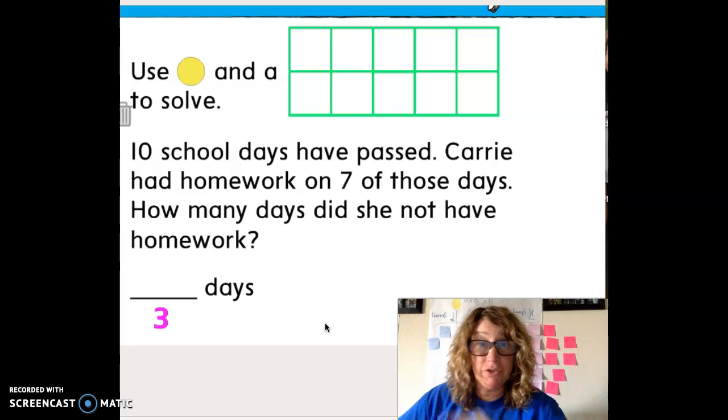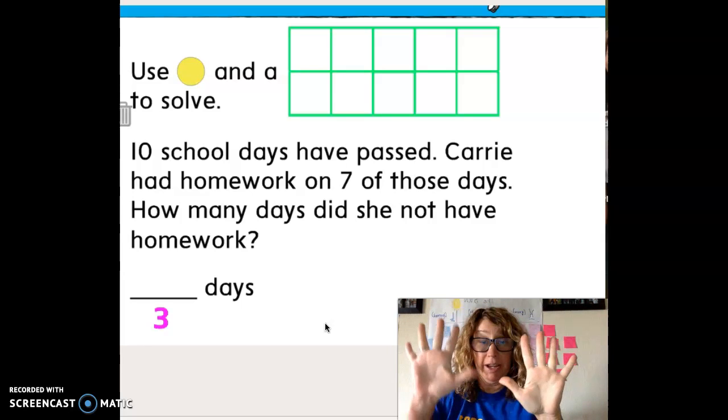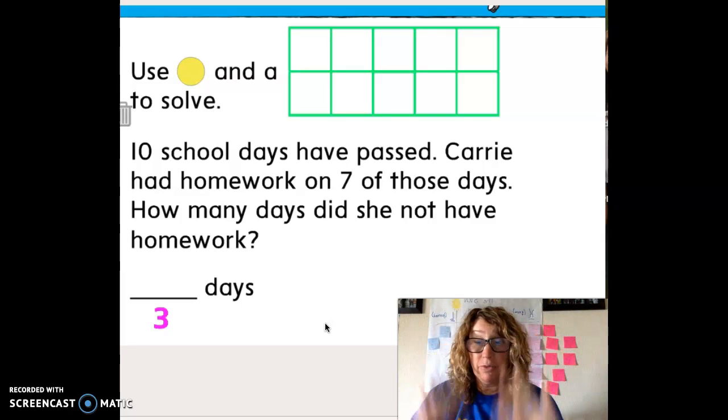Check it out. Did you get that answer? 3 days is the answer, because 10 take away 7 is 3.